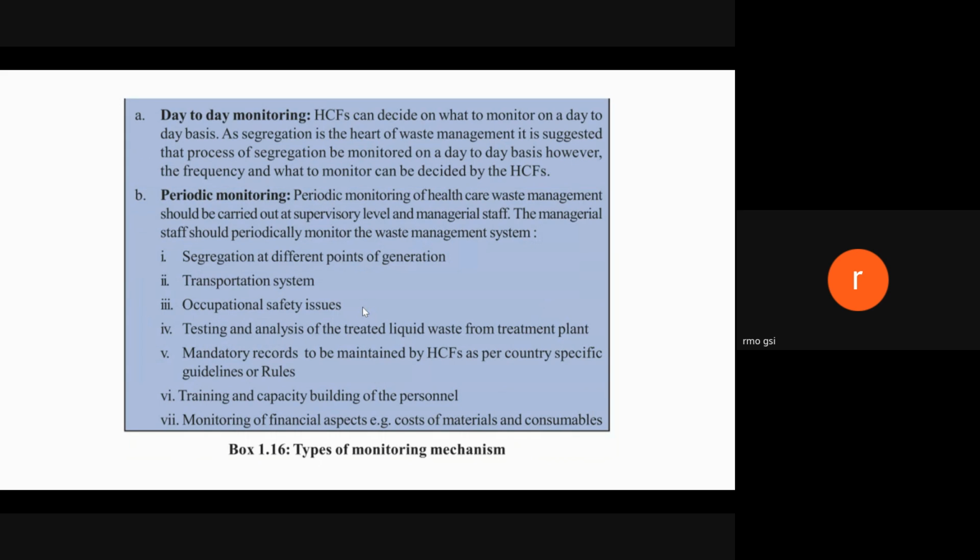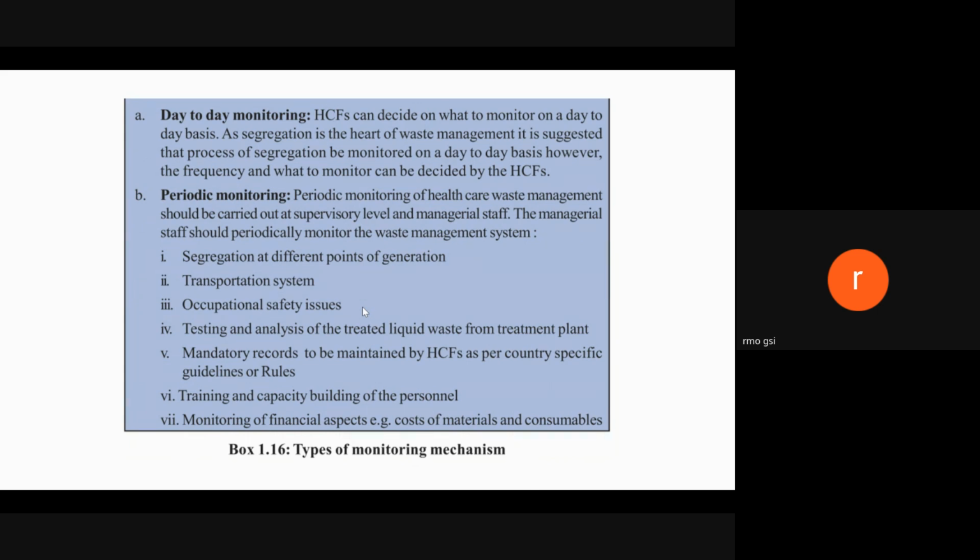Monitoring may be done on a daily basis, because waste is generated in each and every shift, every moment, as procedures are taking place in the healthcare facility. The waste is generated 24/7, anytime. So the healthcare facility can decide what to monitor on a day-to-day basis. Segregation is the heart of waste management and is to be monitored on a day-to-day basis. The frequency and what to monitor can be decided by your institute.